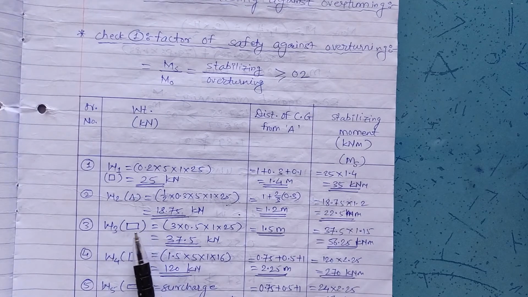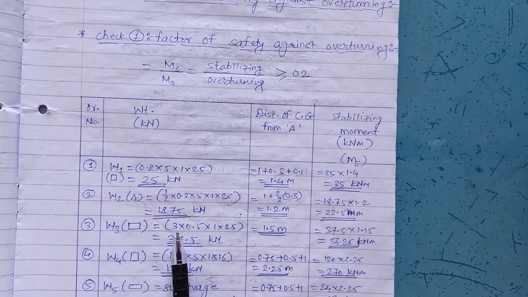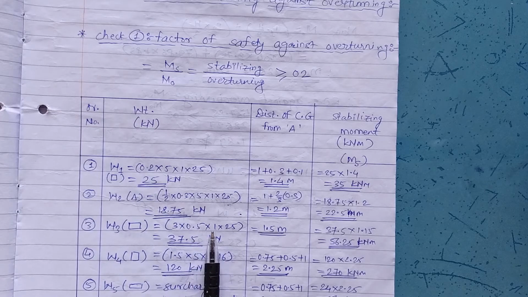Similarly we are supposed to calculate W3. W3 is nothing but the weight of the base slab. 3 meter is the length, 0.5 meter is the thickness, per meter length, that is nothing but 1, into unit weight of concrete 25.